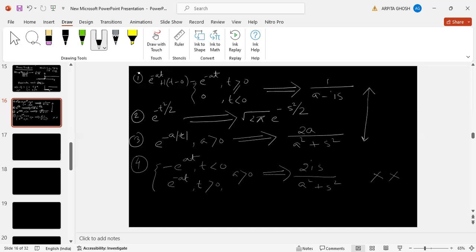Okay. Now, for the function e to the power minus at for t greater than or equal to 0 and 0 for t less than 0, the Fourier transform is 1 by a minus is. For the function e to the power minus t square by 2, the Fourier transform is root 2 pi into e to the power minus s square by 2. For the function e to the power minus a mod t, where a is a positive constant, it is 2a divided by a square plus s square.